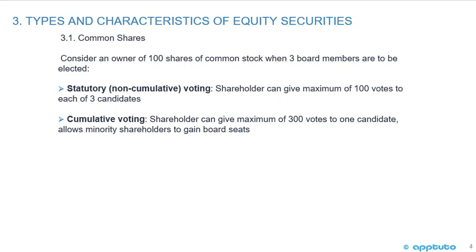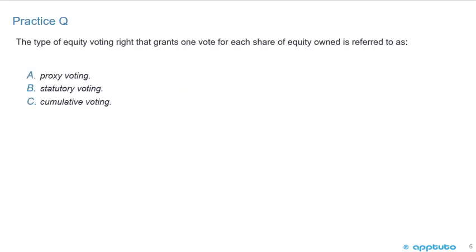So let's consider an owner of 100 shares of common stock when 3 board members are to be elected. With statutory non-cumulative voting, shareholders can give a maximum of 100 votes to each of 3 candidates. With cumulative voting, shareholders can give a maximum of 300 votes to 1 candidate, and this allows minority shareholders to gain board seats. So we'll just do a quick practice question to finish this LOS.